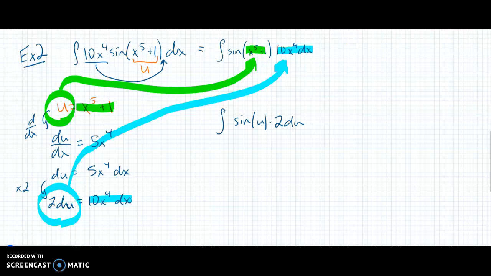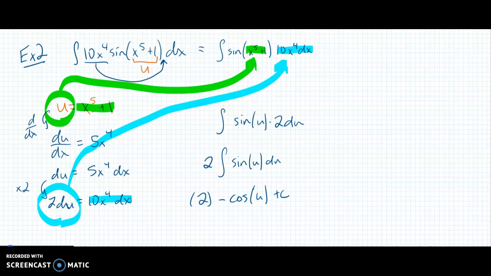And now it doesn't really look good, so what I'm actually going to do is just move the 2 out front. It's 2 times the integral of sine of u with respect to u. So now that is something that I can integrate. I can integrate that up to what would derive to a sine. Okay, it would be a negative cosine. So it's negative cosine of u plus c.